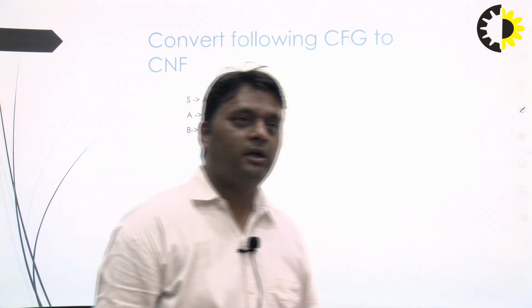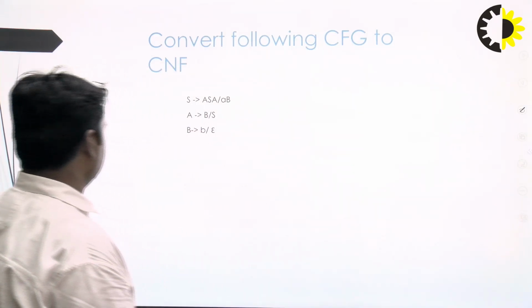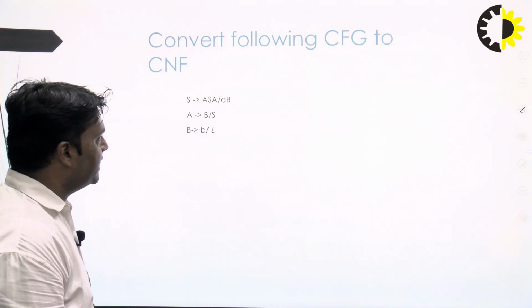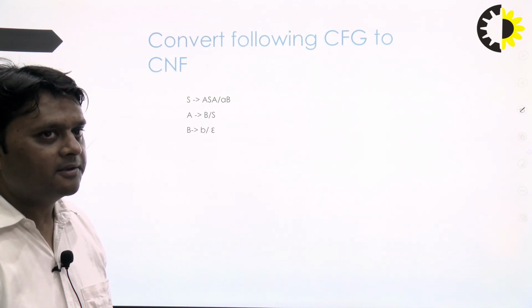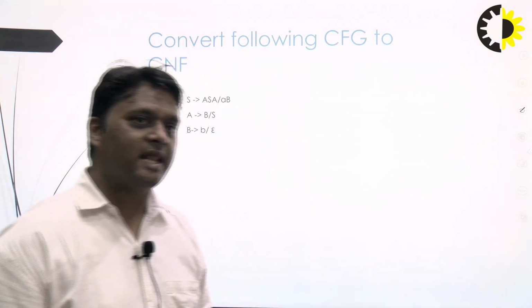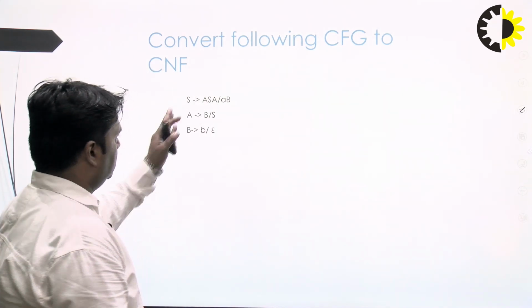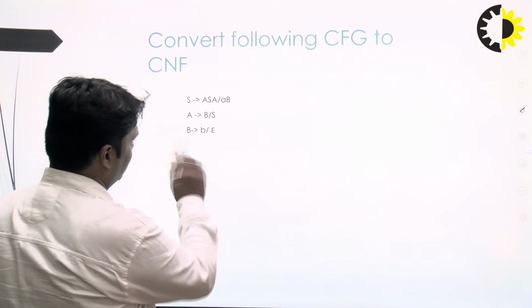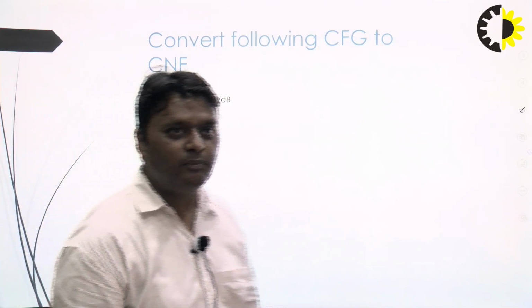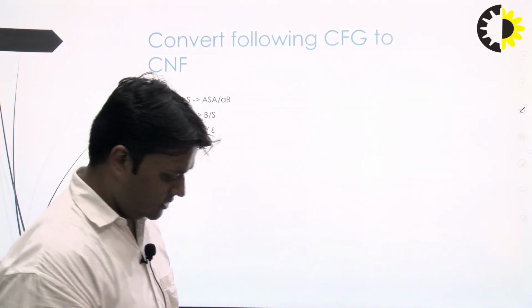So how to convert any context-free grammar to CNF? Here is an example: S implies ASA slash AB, A implies B slash S, and B implies b slash epsilon, the lambda production or null production. Here there are 6 production rules: S implies ASA, S implies AB, A implies B, A implies S, B implies b, and B implies epsilon. So we have to convert it into CNF according to the steps.